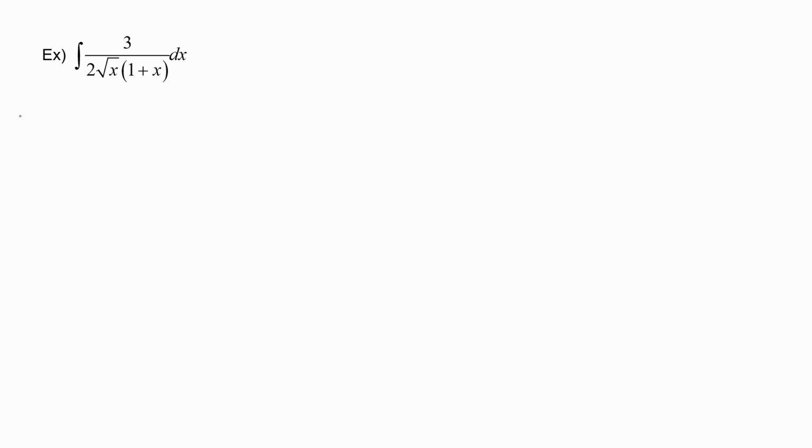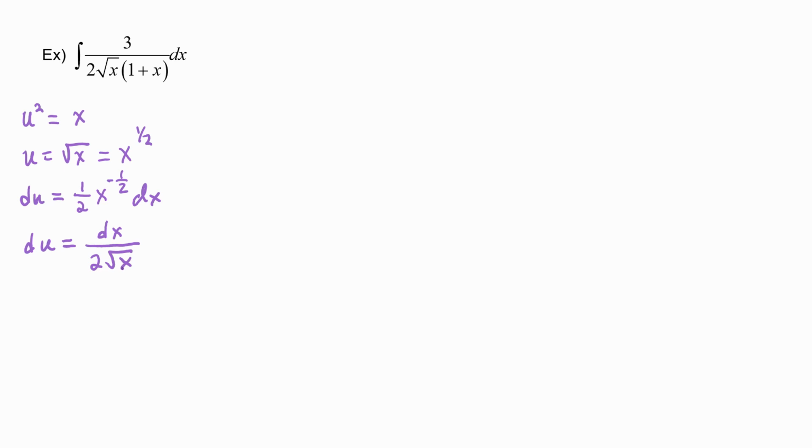So in this case, let's try letting u squared equal x, because x is x to the 1, and that exponent is higher than x to the half. Then u would equal radical x, which is x to the 1/2, du would then be 1/2 x to the negative 1/2 dx, which means that du is dx over 2 radical x. Now we will come back in a minute and figure out a squared and a.